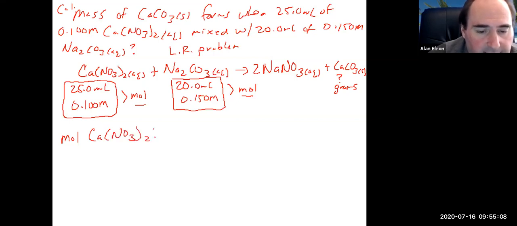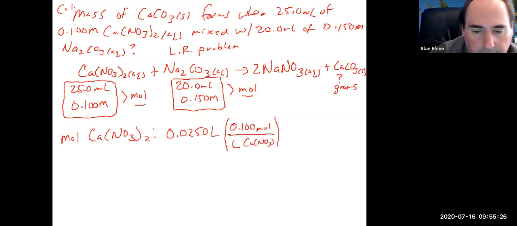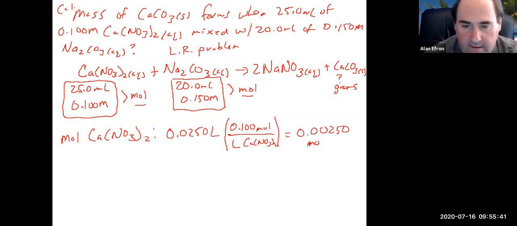And that is going to be our 0.025 liters, which is our 25 milliliters converted into liters. We're going to use the molarity there, which is 0.1 moles per liter of our calcium nitrate. And that will get me 0.025 times 0.1 gives me 0.0025 moles of calcium nitrate.